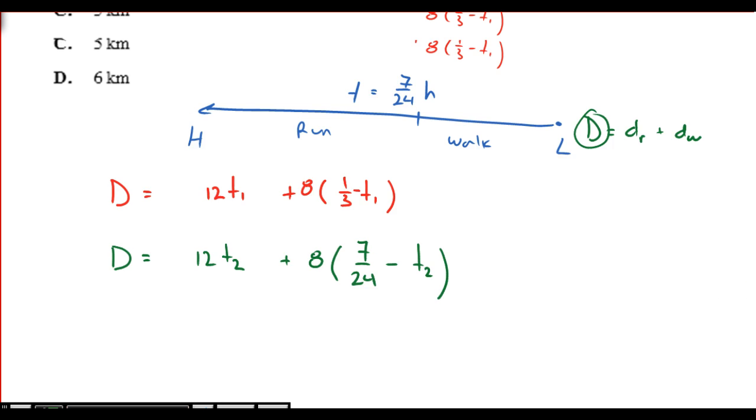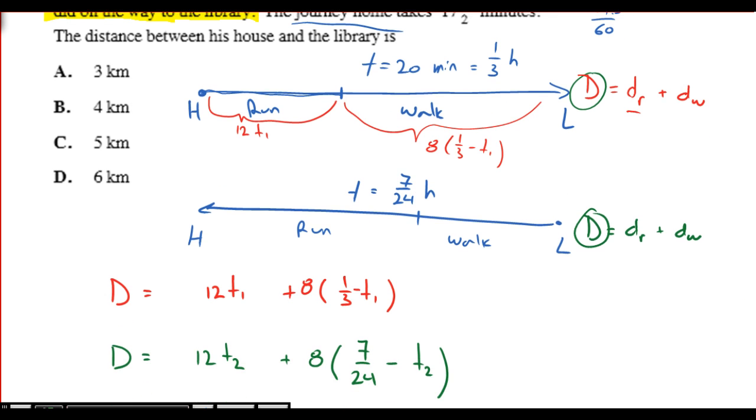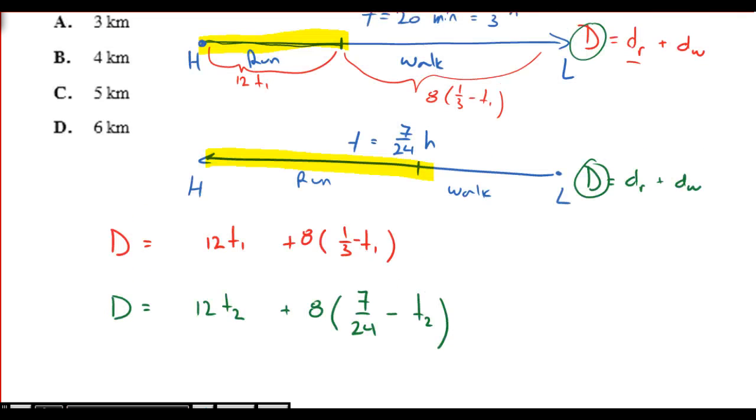So somehow we have to convert this t2 to be in terms of t1. And where you can get that information from is this little sentence here that says that he runs twice as far as he did on the way to the library. So if he ran this distance here, he ran twice as far on the way back. Okay, so let's go ahead and use that information to come up with a little side equation that's going to help us out here.